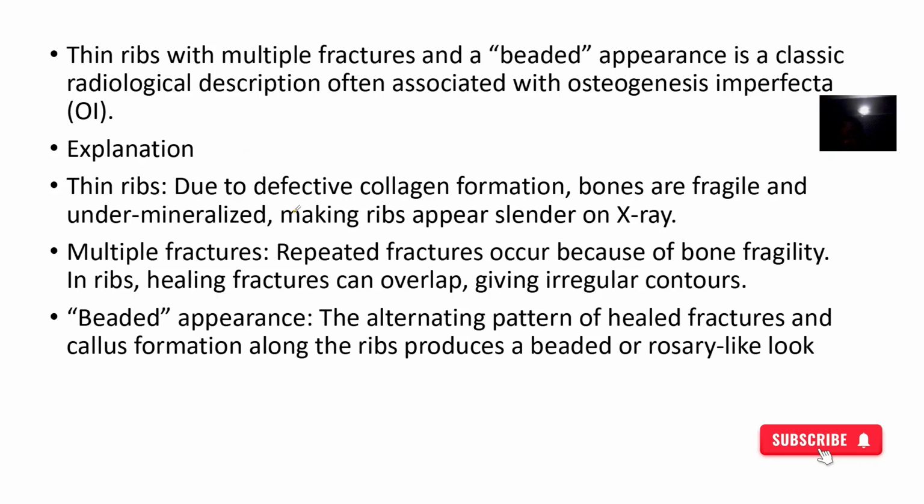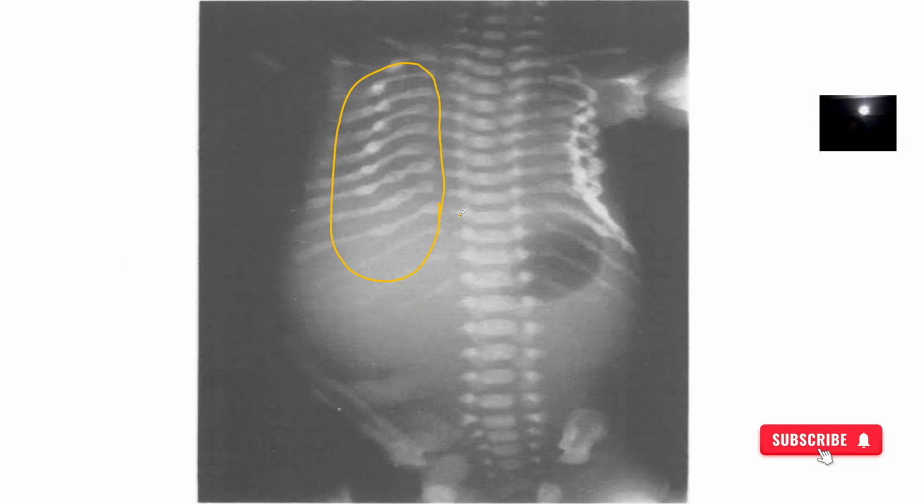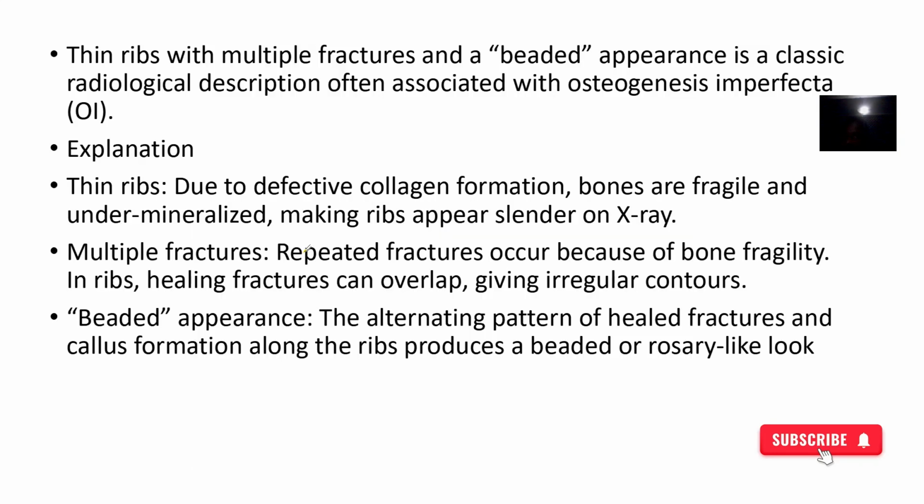So the ribs usually appear slender on X-rays. Multiple fractures is because the bones are so weak, so you can see many places are broken. Beaded appearance is an alternating pattern of healed fractures. So there's callus formation outside the joint, which gives it a beaded or rosary-like look.